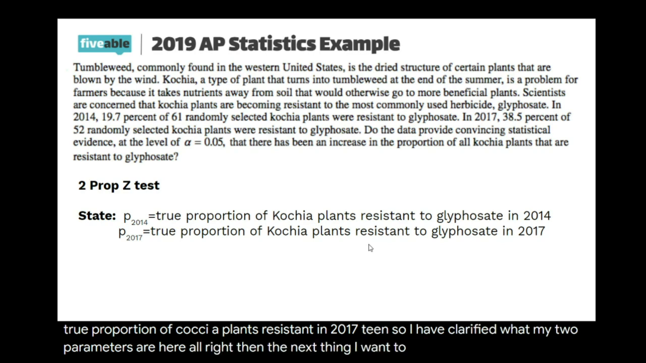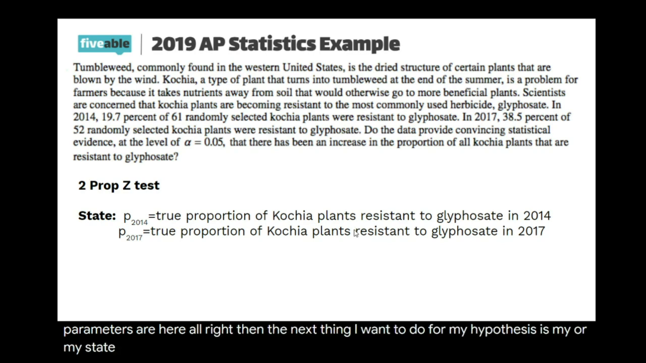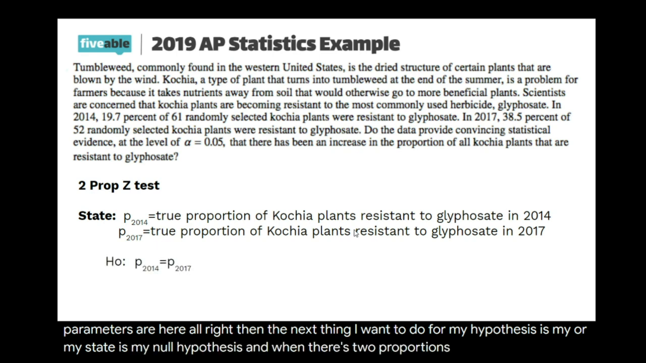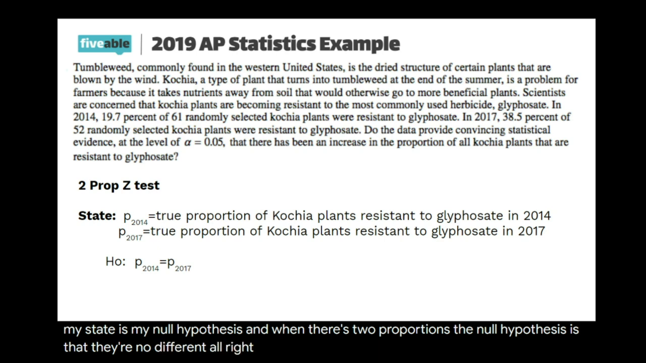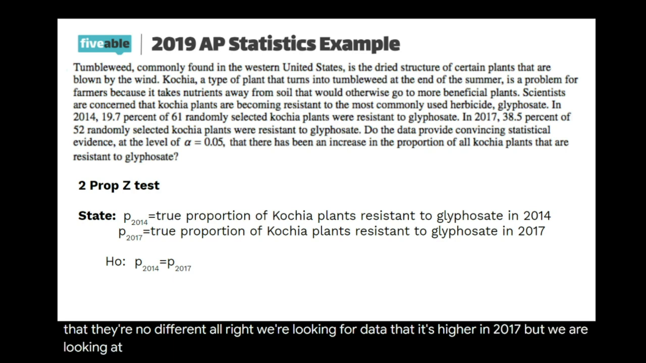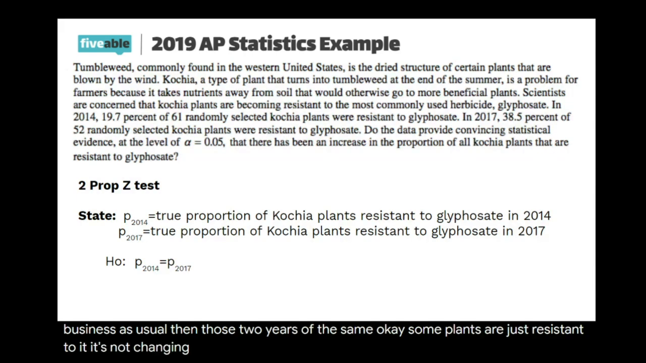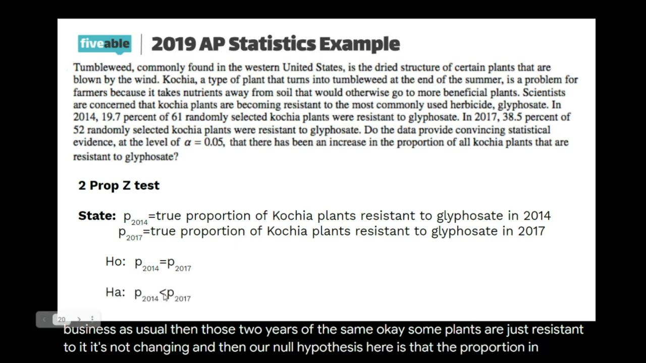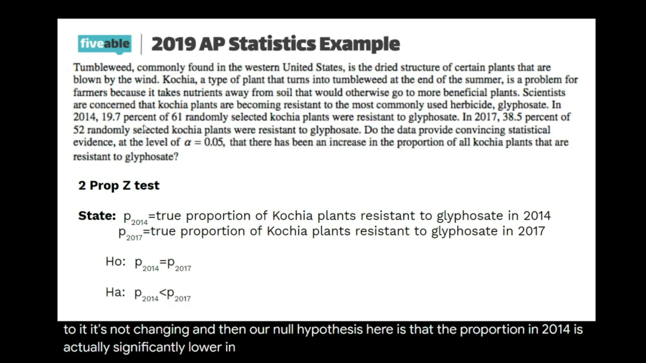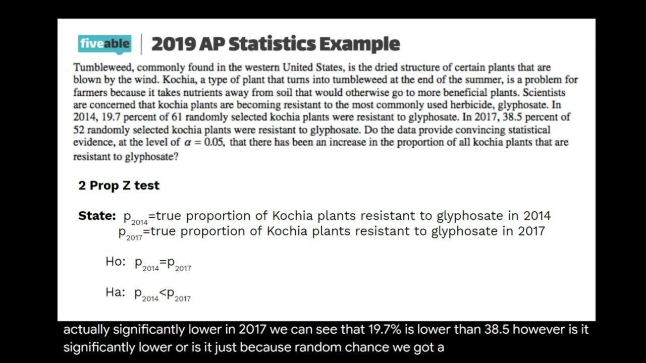All right, and then the next thing I want to do for my state is my null hypothesis. And when there's 2 proportions, the null hypothesis is that they're no different. We're looking for data that it's higher in 2017, but if there's nothing special going on here, everything is business as usual, then those 2 years are the same. Okay, some plants are just resistant to it. It's not changing. And then our alternative hypothesis here is that the proportion in 2014 is actually significantly lower than in 2017. We can see that 19.7% is lower than 38.5. However, is it significantly lower? Or is it just because of random chance that we got a larger proportion in 2017?